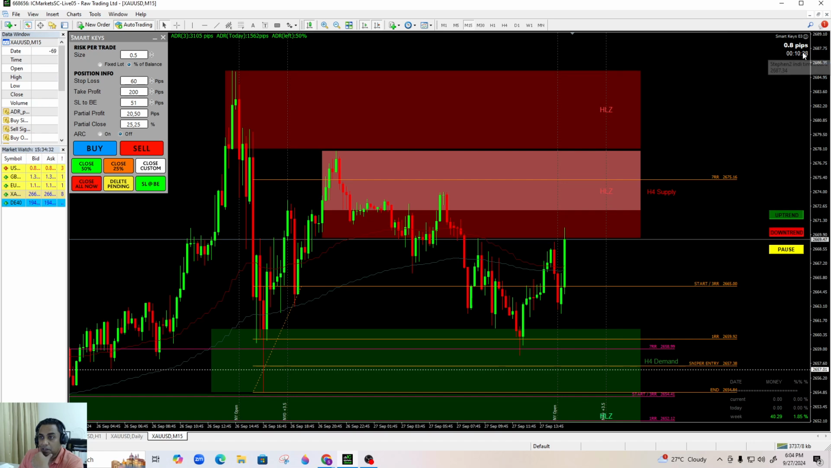This M15 candle has 10 minutes to close. If price is to go down, the next M15 candle has to break this high again. Whatever this current candle's high, it's got to break it and go higher. So I have to wait for that candle to close.